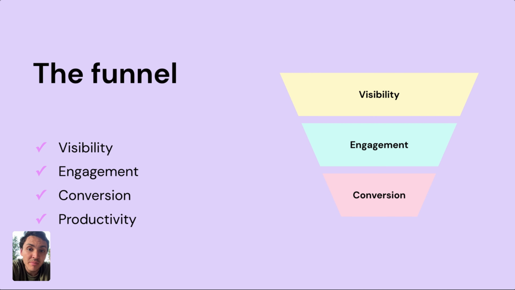For measuring your social media success, you want to be more visible, which means having more reach and impressions. You want more engagement, which means you have more likes, shares, and comments on your content, and you want more conversions from your social media efforts. But there is a fourth element that is not displayed in the funnel, which is productivity. The more you publish on social media, the more likely you are to get more results.